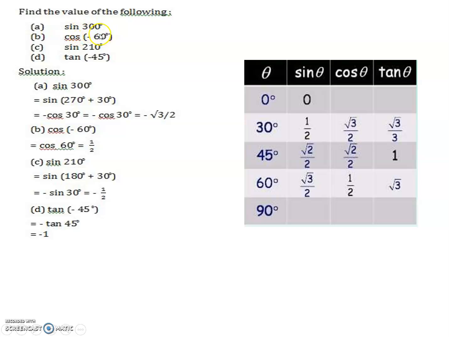Sin 300. Sin 300 does not directly belong to the standard angles 30, 45, 60, so we have to get a combination. We take sin 300 as sin of 270 plus 30. So we have to know that sin of 270 plus theta.